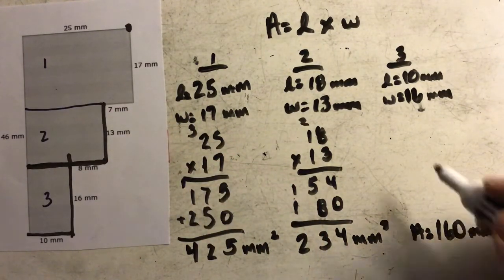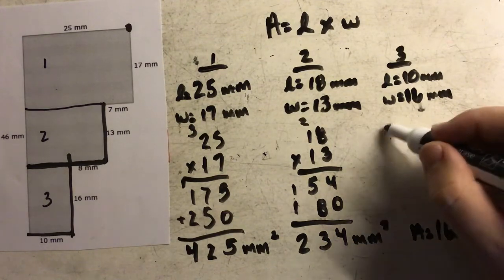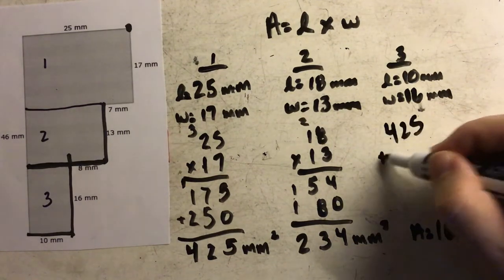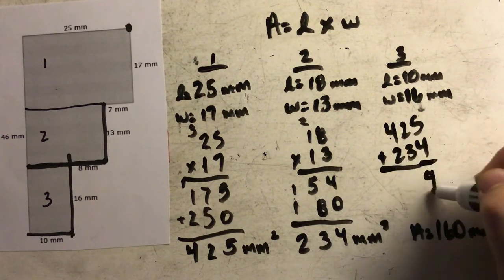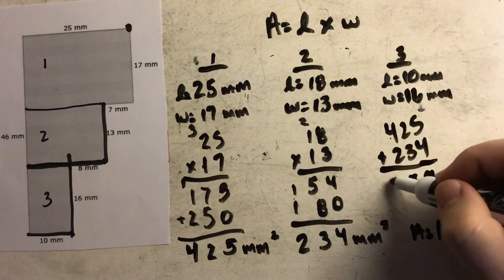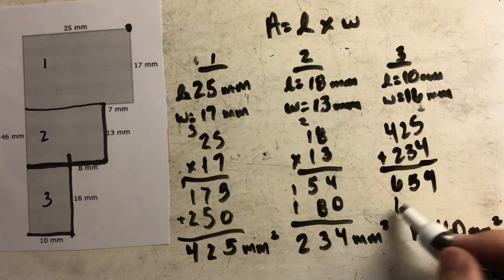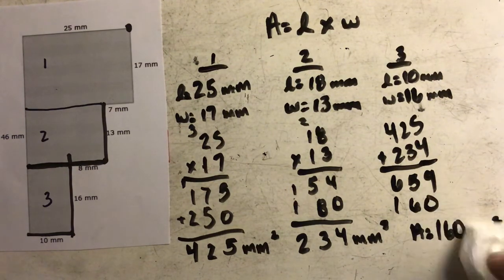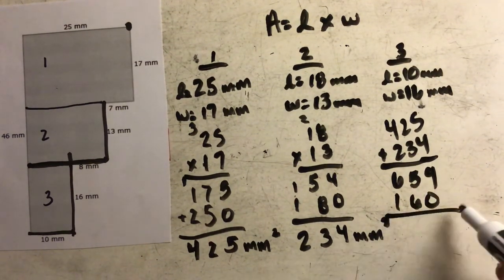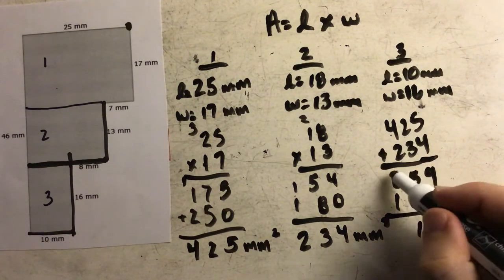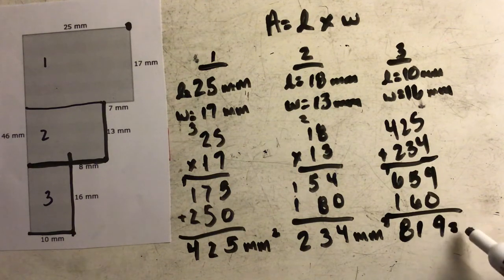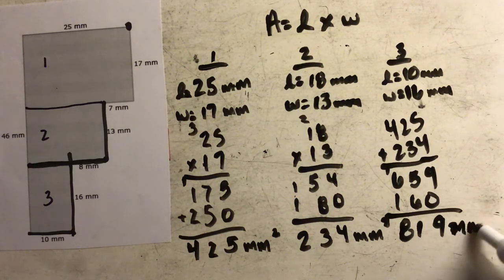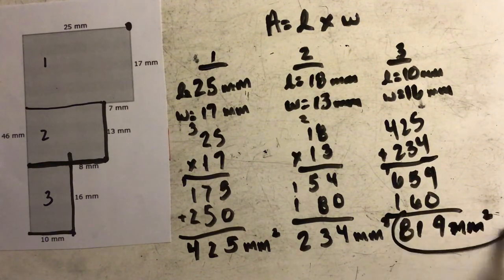All right, now in order to find the total area, again, I need to add these three together. So, starting with 425 plus 234, 5 plus 4 gives me 9, 5, 6. And then I'm going to add the last numbers, 9, 11, and 8. So I come up with a total area of 819 millimeters squared.